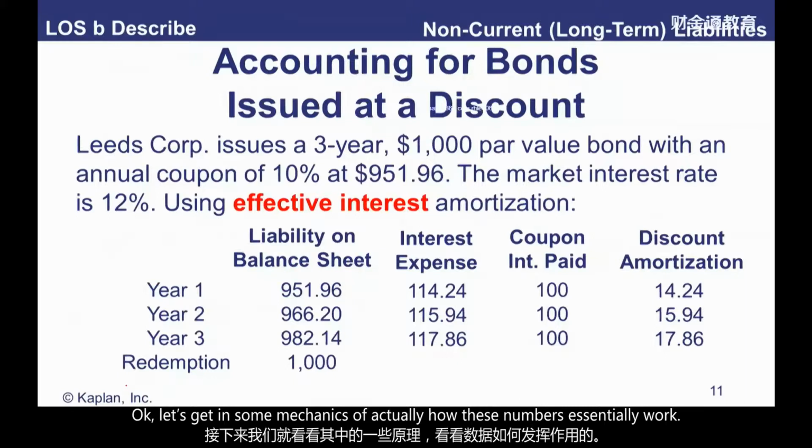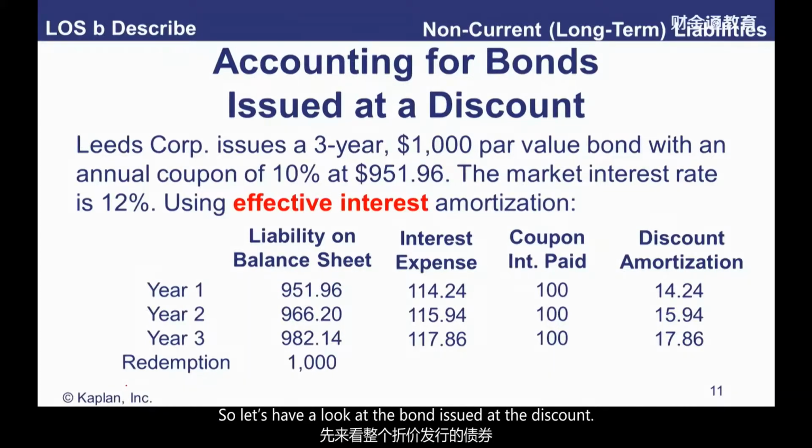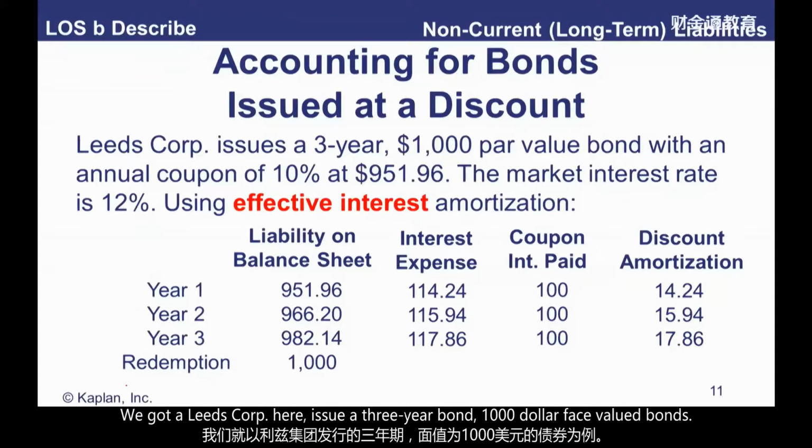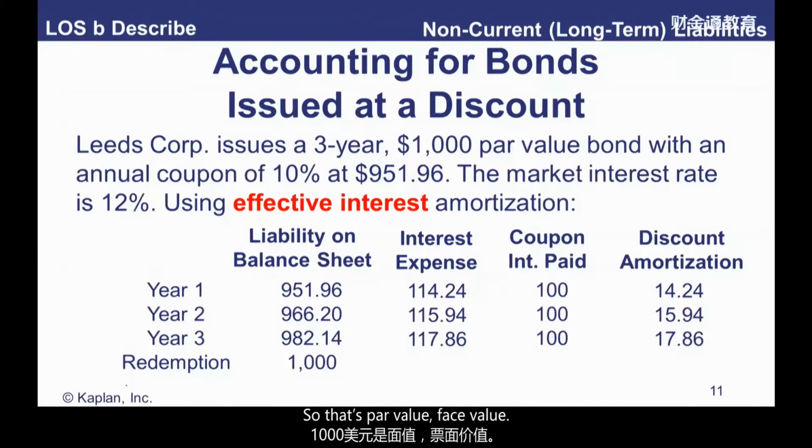Okay, so let's get into the mechanics of actually how these numbers essentially work. So let's have a look at a bond issued at a discount. We've got Leeds Corporation here, issued a 3-year bond, $1,000 face value bond, so that's its par value, its face value, and it's got an annual coupon rate of 10%. Now when they issued it, the proceeds they received were $951.96. So this bond has been issued at a discount.